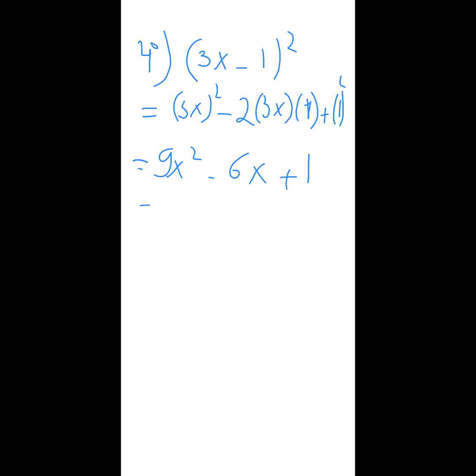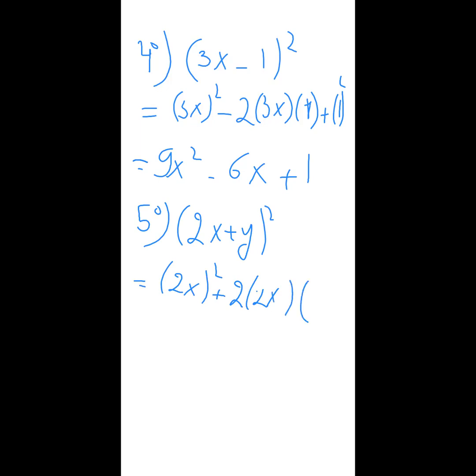5. 2x plus y squared. Squaring of the first plus 2 into the product the second plus the squaring of the second one, which is equal to 4x squared plus 4xy plus y squared. Okay.